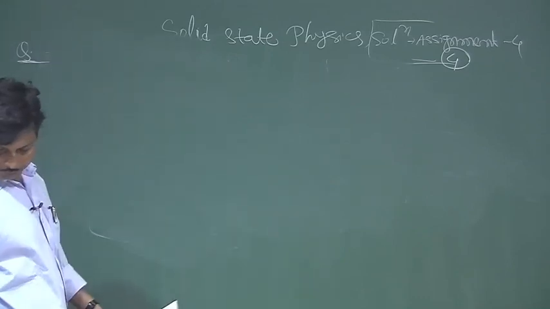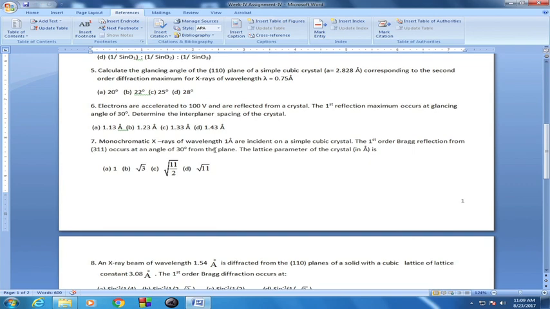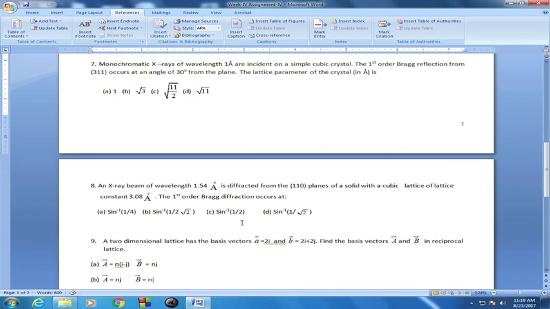Okay. Then again we will see the question once again. This is also X-ray question number 8. The X-ray beam of wavelength 1.54 Armstrong is reflected from the 110 plane of a solid with cubic lattice. The lattice constant is 3.08. For the first order diffraction, at which angle does it occur? So, let us come to the next question.